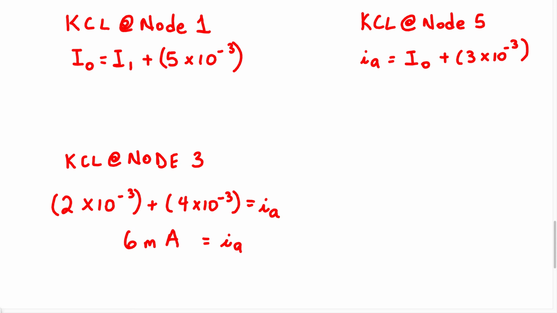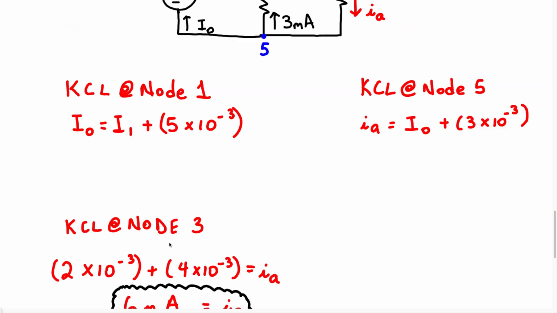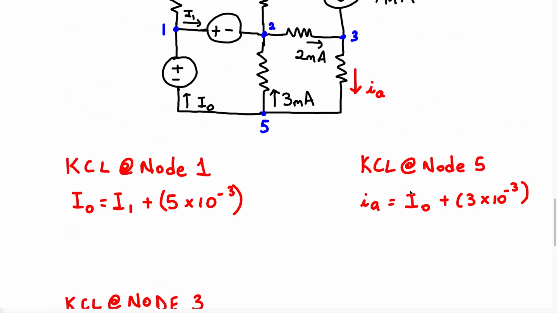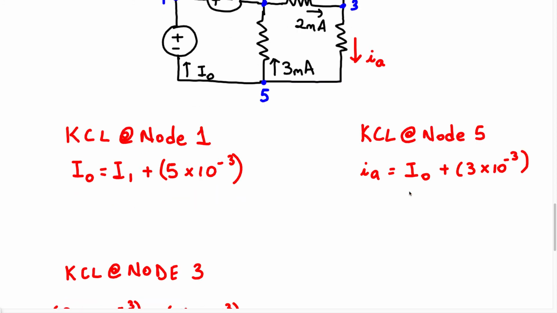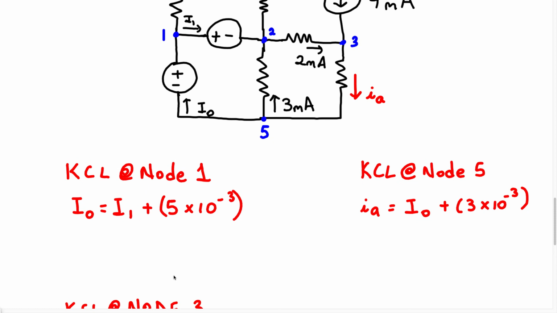Now this is very important, right? This isn't our answer, but this can help us in solving one of our answers. Why? Because we have a relationship for I sub 0 and IA. Now we know IA is 6 milliamps. So what we're going to do now is plug this value into the KCL equation we found for node 5. So we know IA equals 6 milliamps.